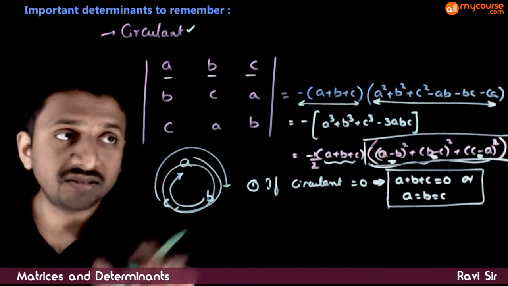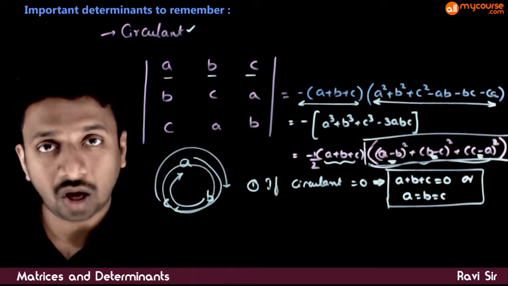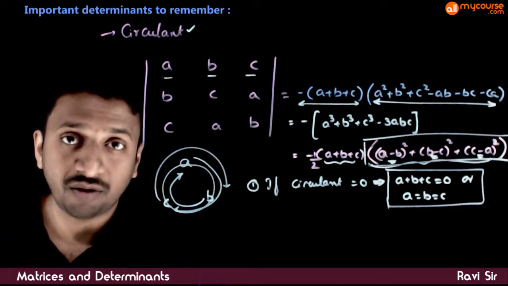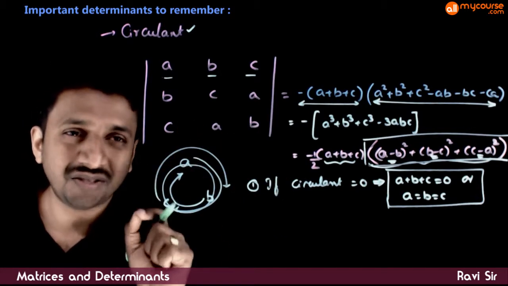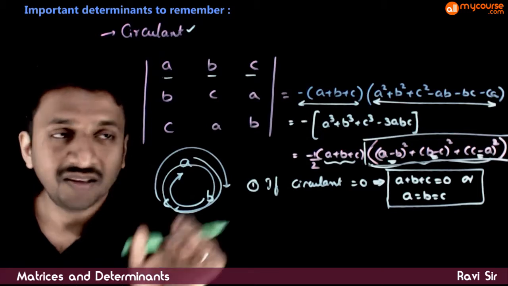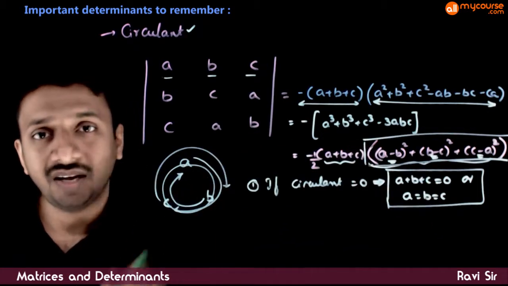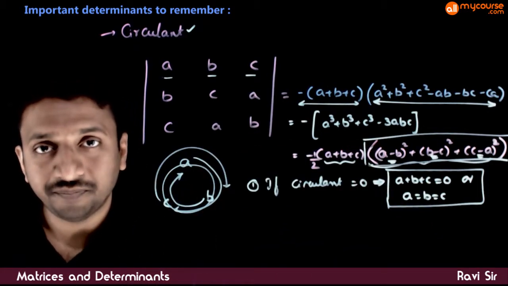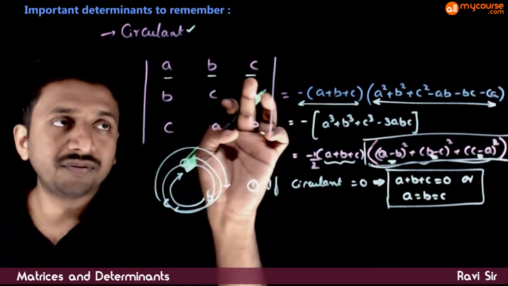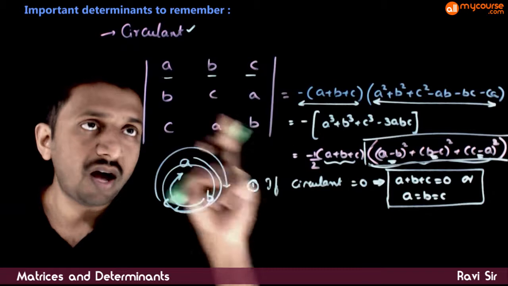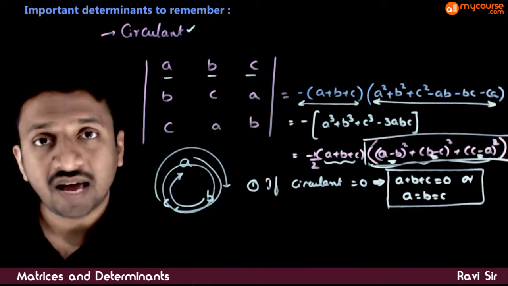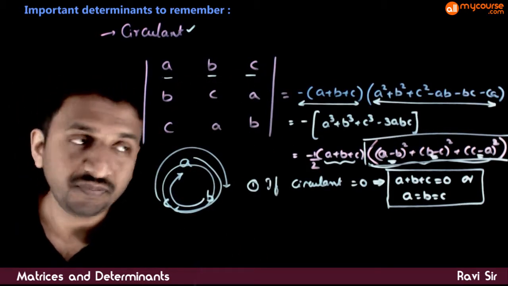So in JEE Mains, this is one of the most important concepts where questions come very often. So whenever a determinant is equal to 0, first you need to check whether it is a circulant or not. If it is a circulant, you have a very easy conclusion that you can draw. So either the sum of the elements of rows should be equal to 0 or all the elements of the rows have to be equal.